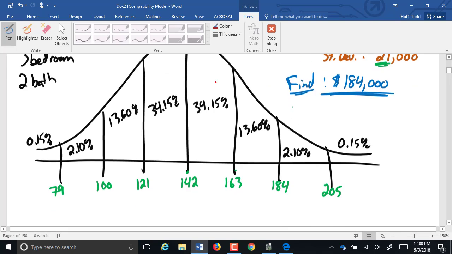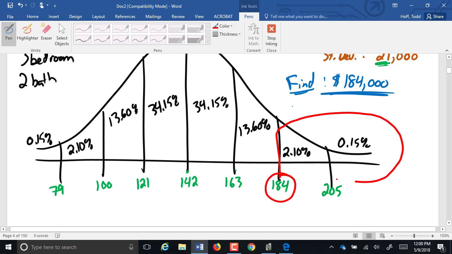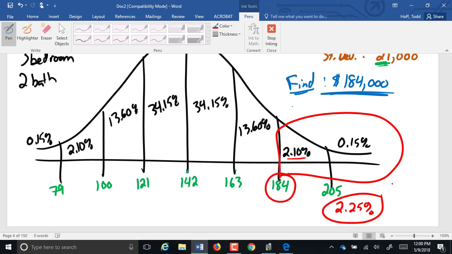So it's not going to be around long. Well, you look here, here's $184,000. If you look at the prices that are above $184,000, that's right here. Add those percents, that's 2.25%. What that's telling you is of all the 3-bedroom, 2-bathroom houses in that area that have sold in the last few years, only 2.25% sold for more than that.